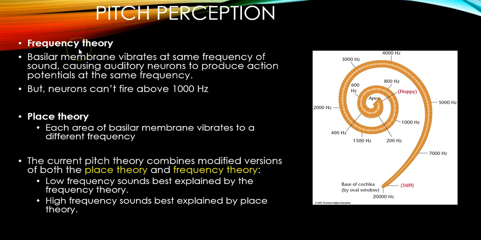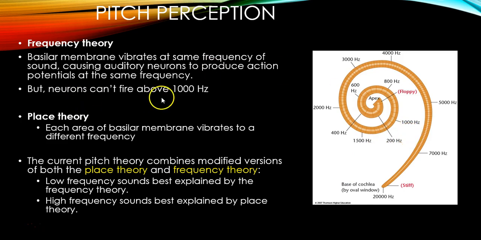We have what we call the frequency theory, and that is that the basilar membrane vibrates at the same frequency of the sound, causing the auditory neurons to produce action potentials at the same frequency. So at low frequencies, we have basically the whole basilar membrane in the cochlea vibrating at the same frequency as the sound waves. And so in the frequency theory, basically you're saying that the entire basilar membrane starts to vibrate at the same frequency as the sound waves, and that causes us to hear sounds of that particular frequency.